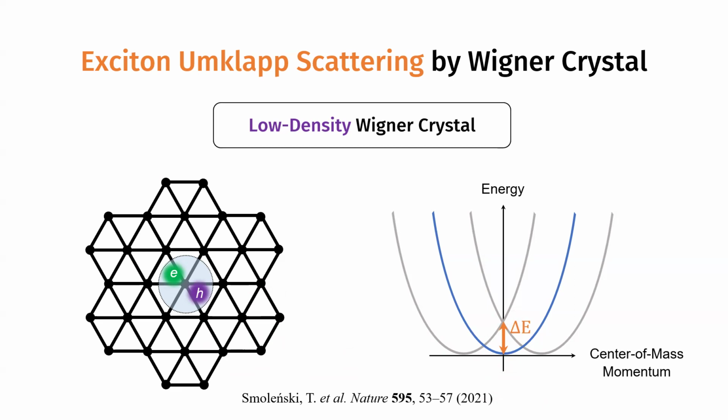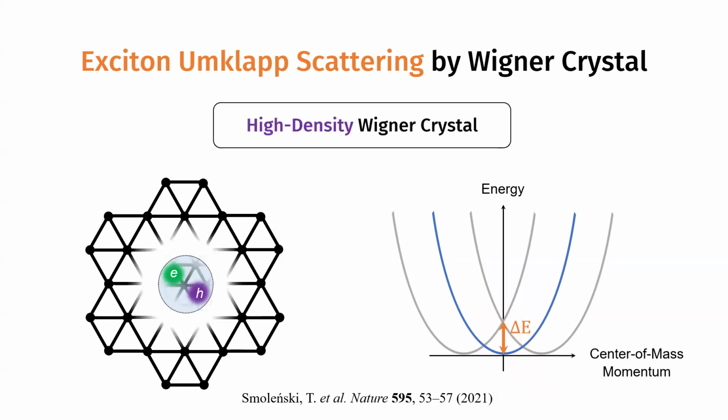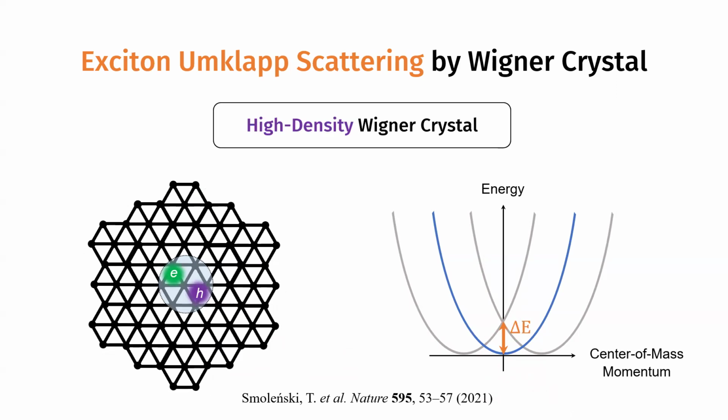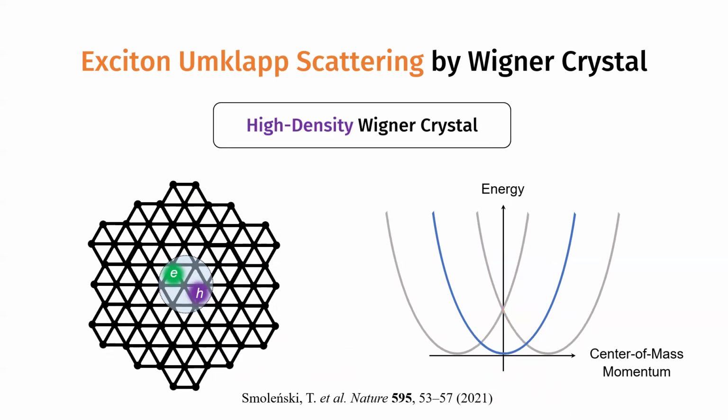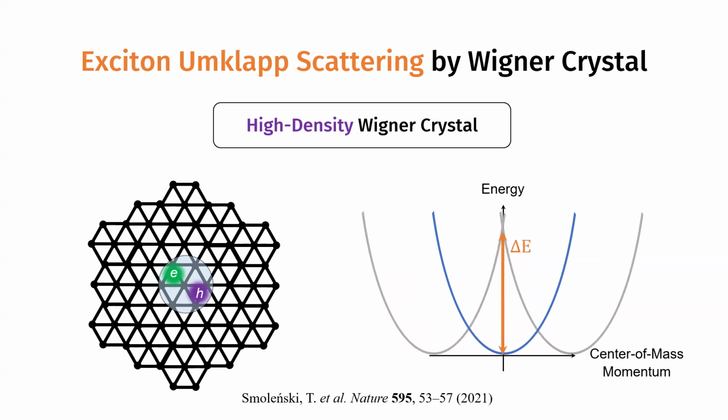Exciton Umklapp scattering into this new state can occur, which increases the energy of the exciton by the length of this orange arrow. And so now if we proceed from a low density Wigner crystal to a high density Wigner crystal state, we see that the Umklapp scattering energy increases as the bands move further away due to the increase in the density of the Wigner crystal, which decreases the lattice size of the Wigner crystal.